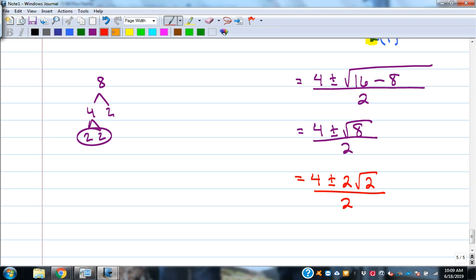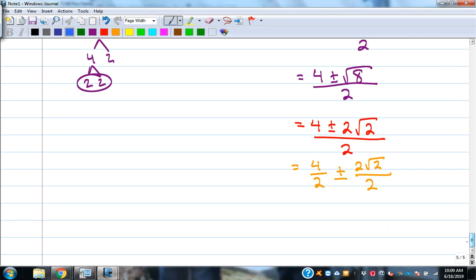Okay. The last thing that I'm going to do is split it apart. It's 4 over 2 plus or minus 2 square root of 2 over 2, and then simplify each fraction. 4 divided by 2, that's 2. This 2 and this 2 can cancel each other out. And that's going to be my answers for x: 2 plus or minus the square root of 2.